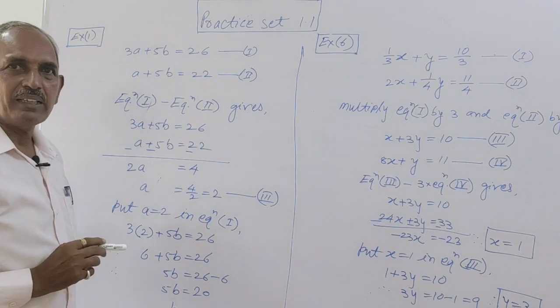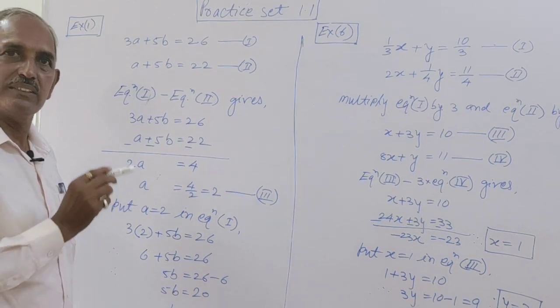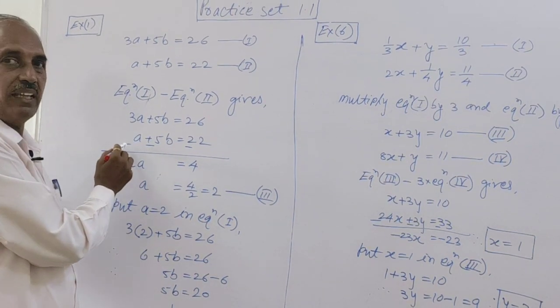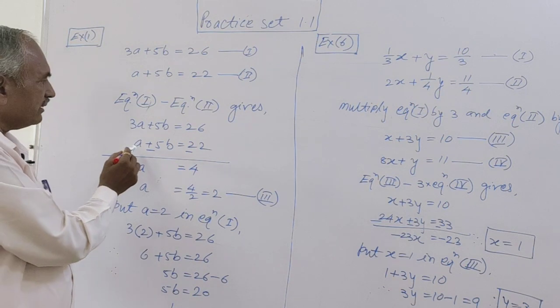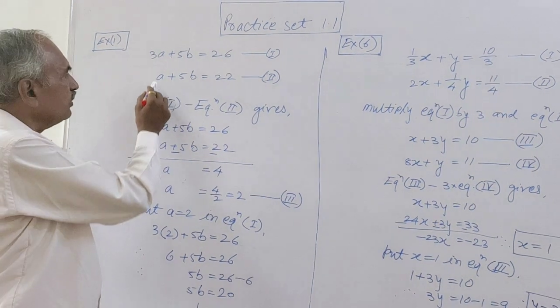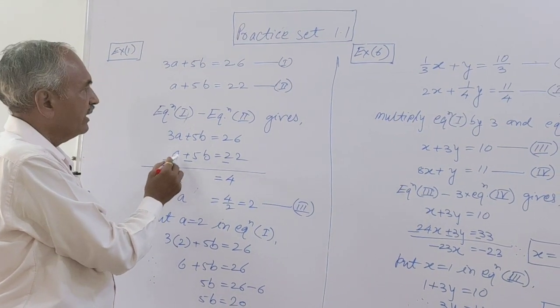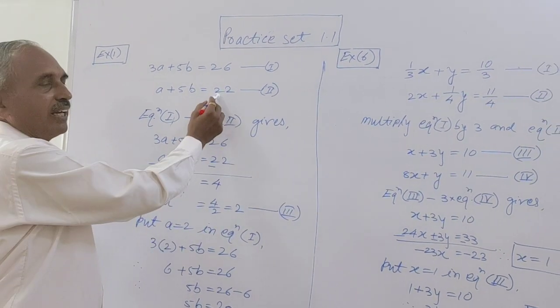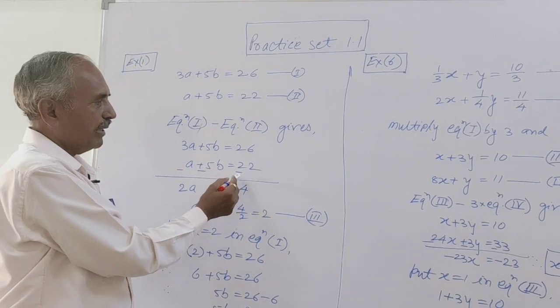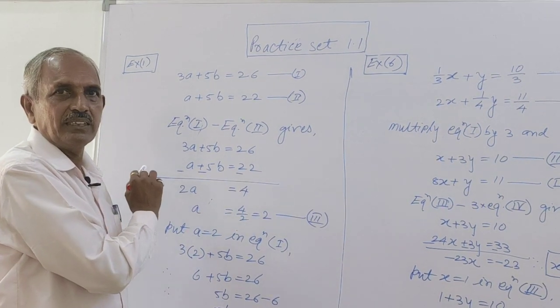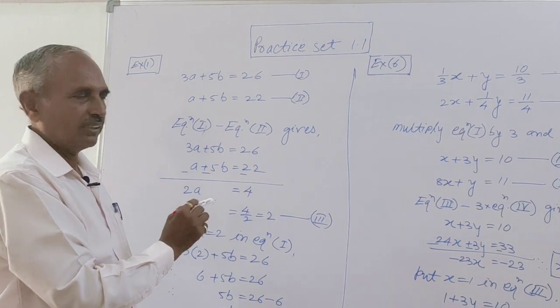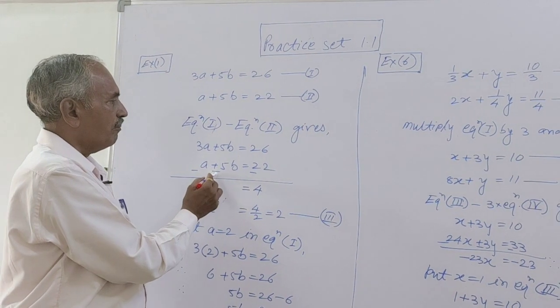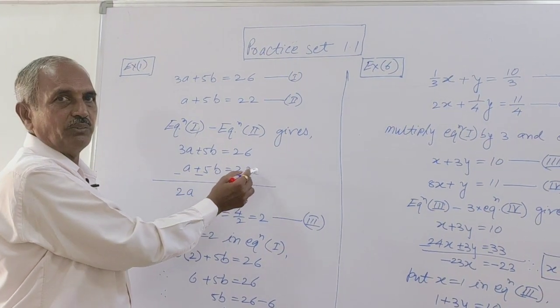When you are subtracting any equation, it means you are changing the signs and then adding the two equations. Here a is positive, make it negative. Here 5b is positive, make it negative. Here 22 is positive, make it negative. It means I am changing the signs of that equation. So minus a, minus 5b, minus 22.